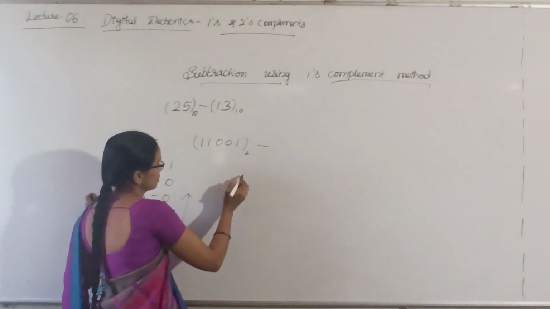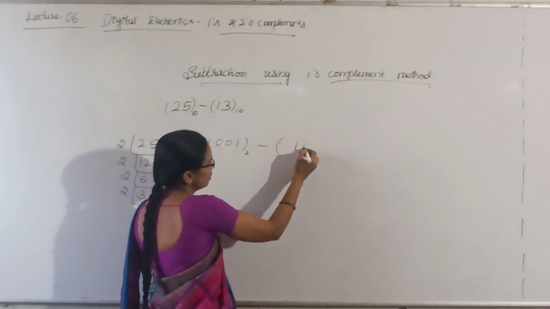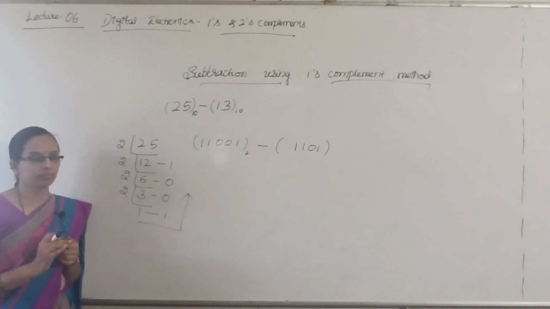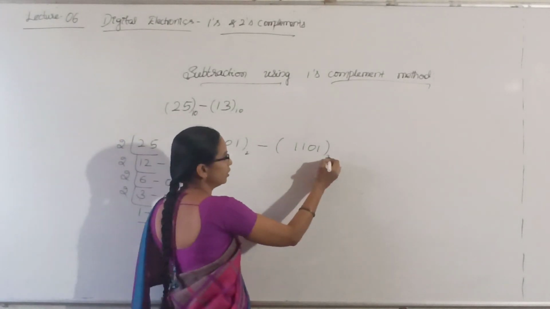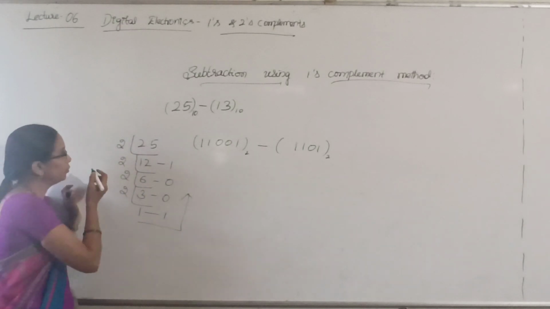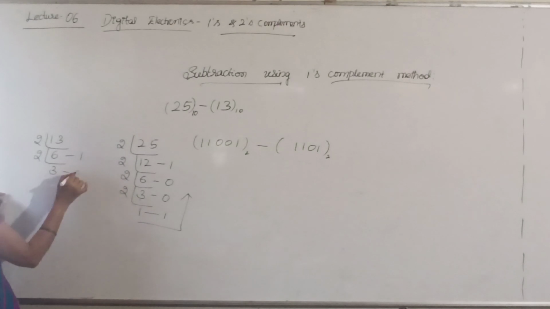Binary of 13, I can write it directly, that is 1 1 0 1 is our 13. Okay, if you want, convert it and check, that will be 1 1 0 1. If you want me to convert, I will convert 13. 2 6s are 0, 2 3s are 1, 2 1s are 1, that will be 1 1 0 1.